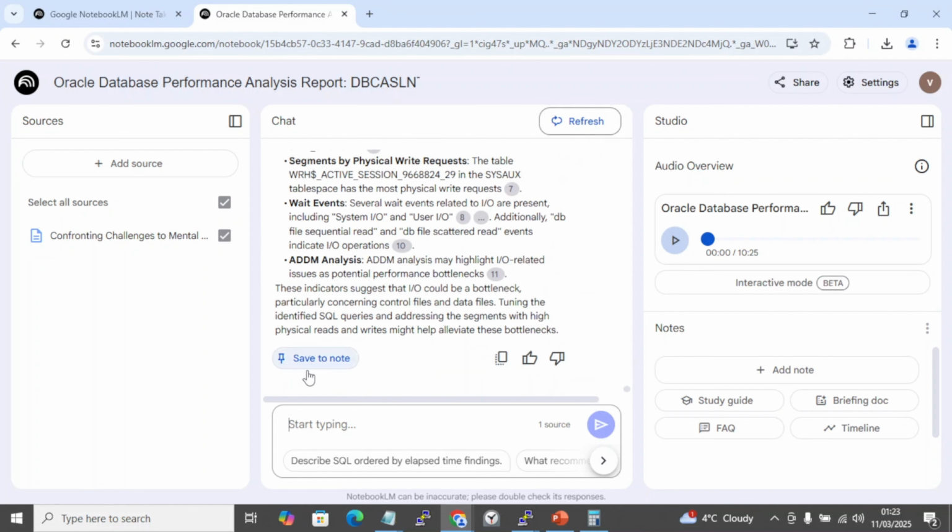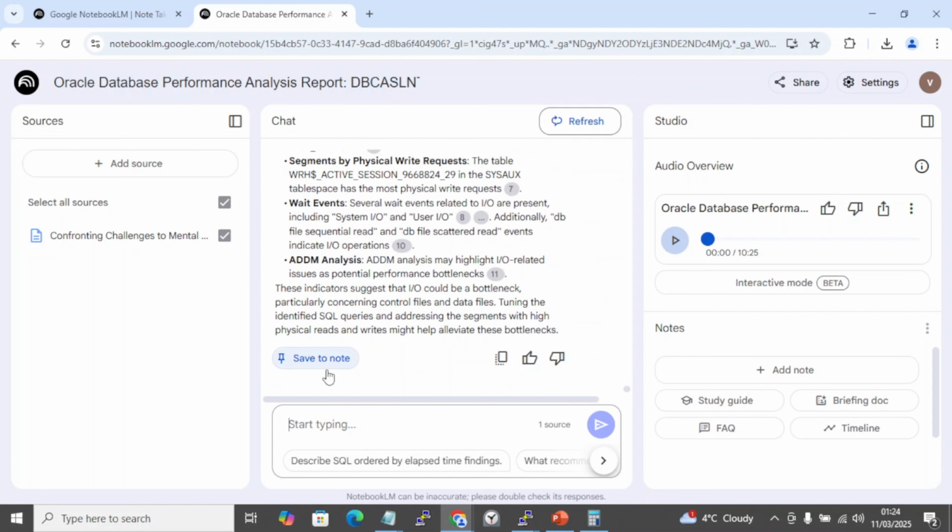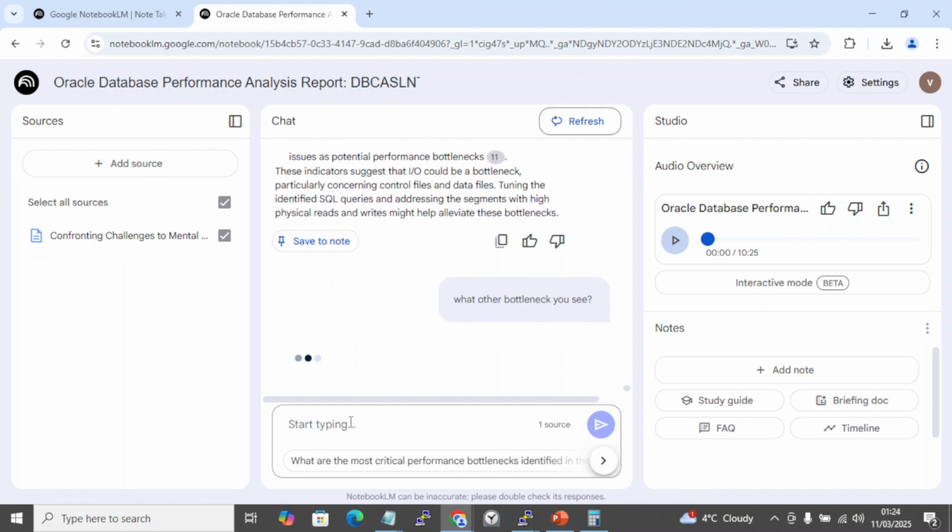I cannot add, so you can pin this to the notes, and you will finally be able to get one note summary or something. But I am not going to save this note. Next, what other bottleneck do you see? Let's see if it's able to tell us what other bottleneck it sees.